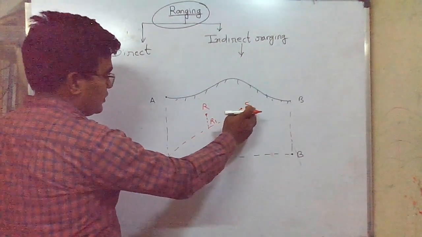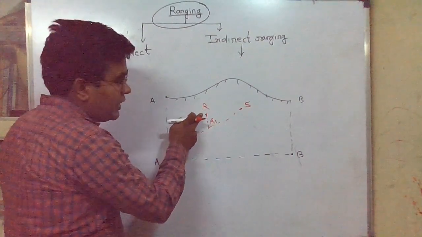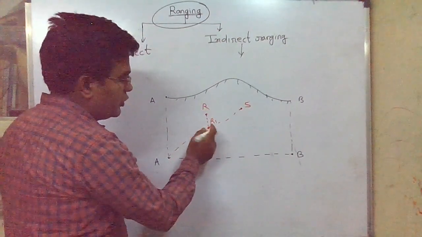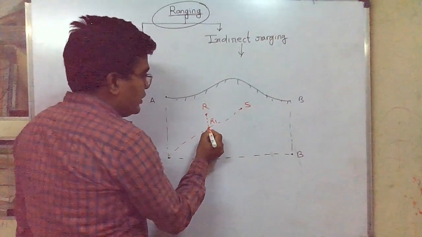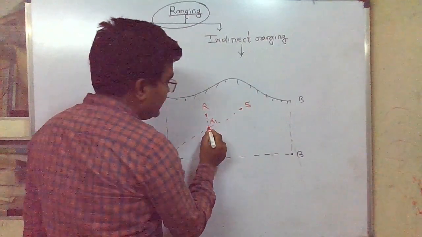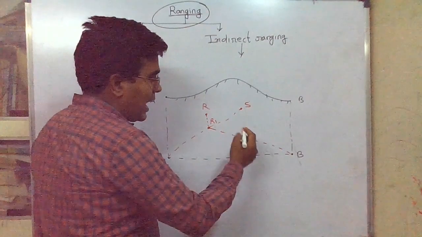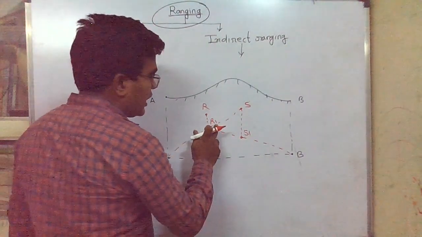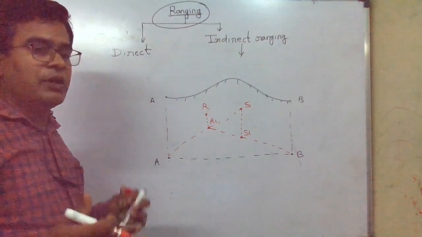Here we have done direct ranging from S to station A. We have seen the ranging rod at A, and the chainman at S will ask the chainman at R to move forward so that the R rod comes to its new position R1, in such a way that points A, R1 and S are in a straight line. Next, the chainman at R1 will observe station B along the line R1B and ask the chainman at S to move to the new position S1, so that R1, S1 and B are in the same straight line. Got it? We are doing direct ranging a number of times.